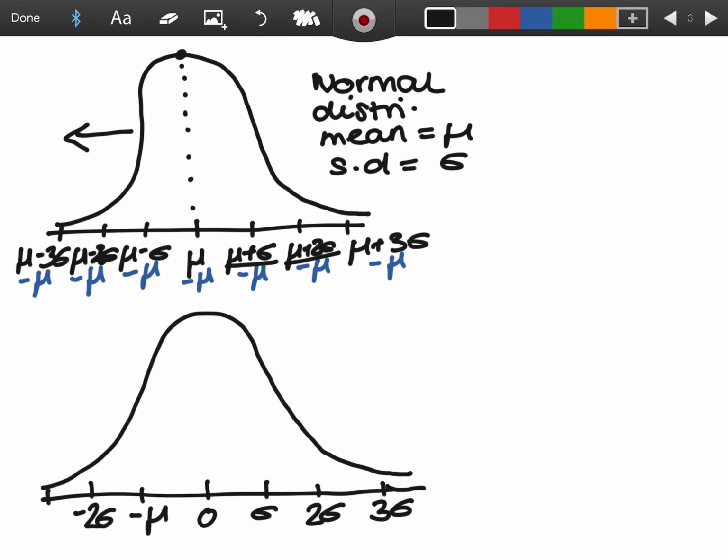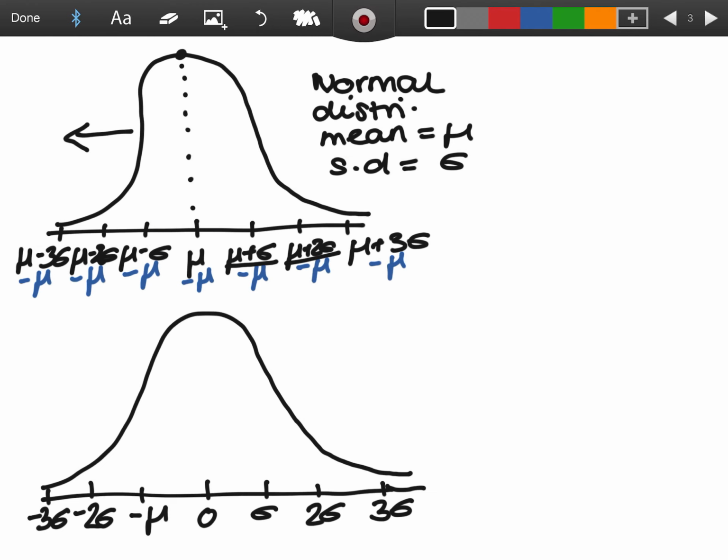And what you see is it actually just shifts that graph back by however many units mu is. Okay, so let's say your mean was 3. It's going to shift all of your data points back by 3. That leaves you with this graph. So now your graph is centered on 0. 0 is now your mean.